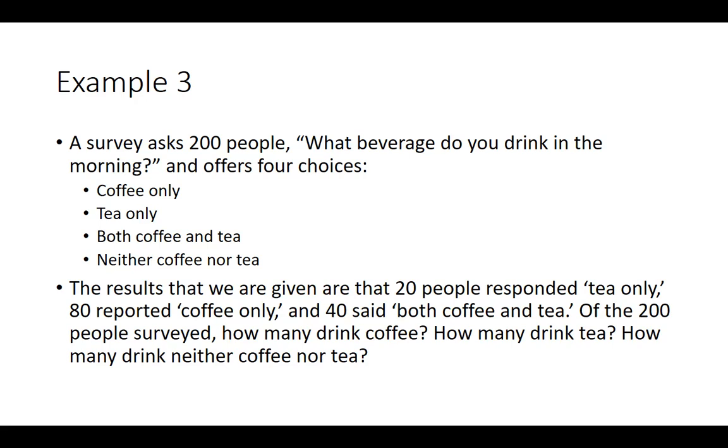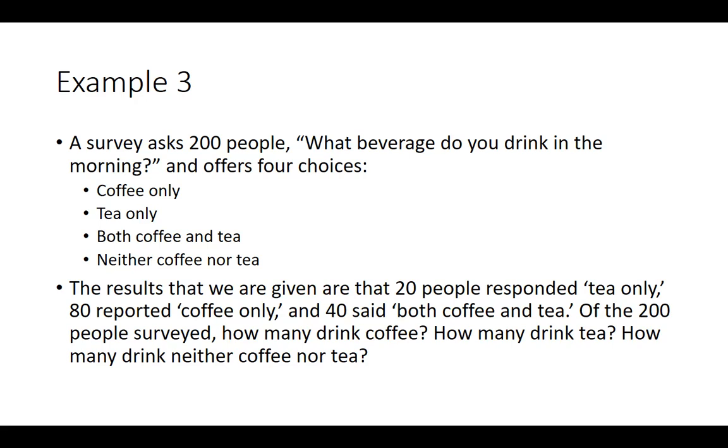The results of the survey are that 20 people responded tea only, 80 people reported coffee only, and 40 people said both coffee and tea. Of the 200 people surveyed, how many drink coffee? How many drink tea? And how many drink neither coffee nor tea? We're going to figure this out with a Venn diagram.